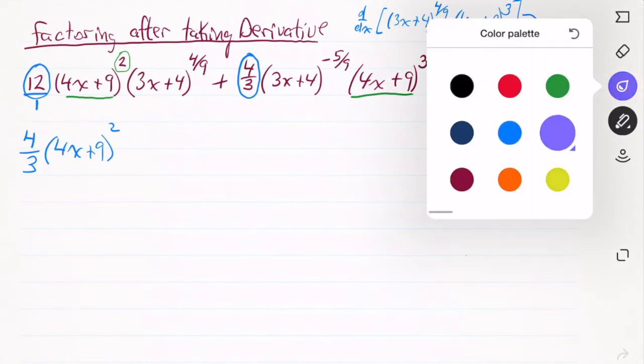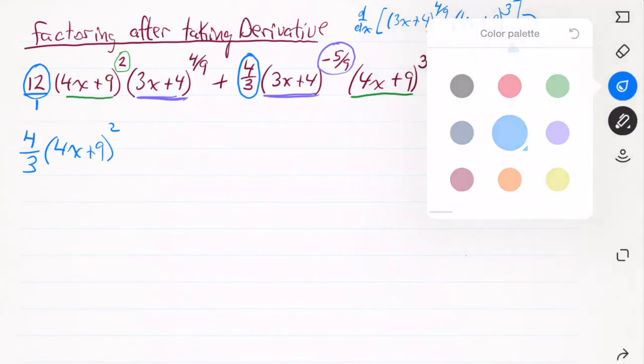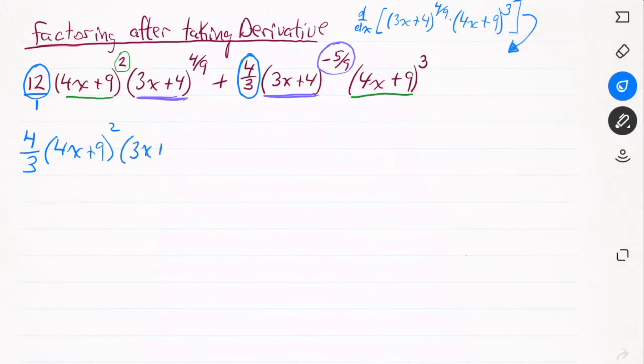All right, next up is 3x plus 4 and 3x plus 4. So when you're talking about smaller powers, you have to take into account negative numbers. 4/9 is definitely smaller than a positive 5/9, but because 5/9 is negative, it actually becomes the smaller one. So we're going to pull out 3x plus 4 raised to the negative 5/9.